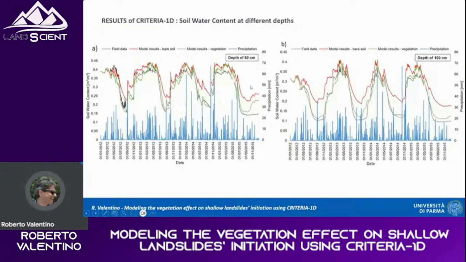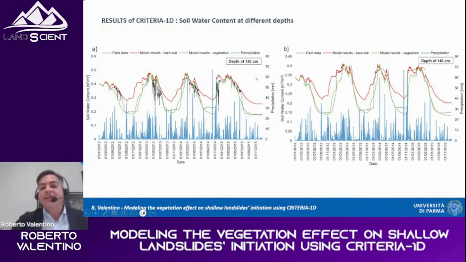results. Here we have similar results at 60 centimeters of depth and 100 centimeters of depth. And again, we can observe, of course, the change of water content due to rainfalls and due to season, and we can identify the wet season in the winter with respect to the dry season in the summer, and we can see again how the vegetation effect gives much more reliable results with respect to the bare soil. Here we have similar results at 1.2 meters and 1.4 meters.